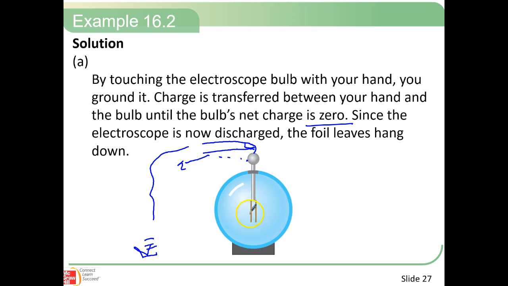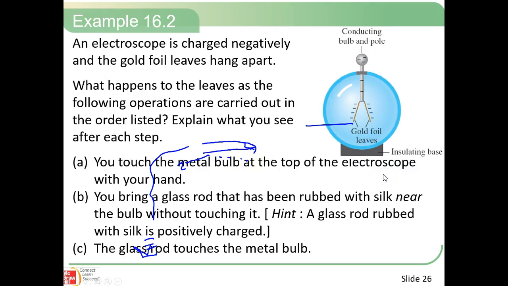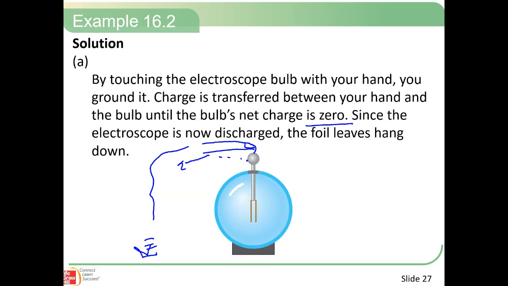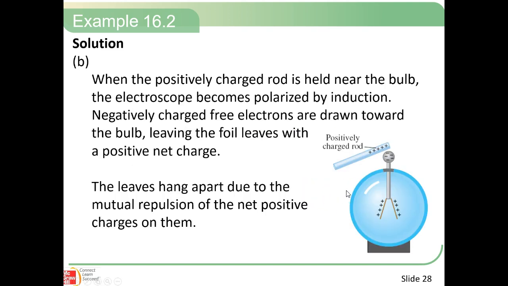The foil leaves have no charge on either one, and since there's no charge there, there's no separation. Remember in the last slide we said that if they are charged, they do actually separate. So here, because we lost that charge and they're both neutral now, you see that those two gold leaves are closer together. If I take a positively charged rod and I get it near the bulb, the electroscope becomes polarized with induction.